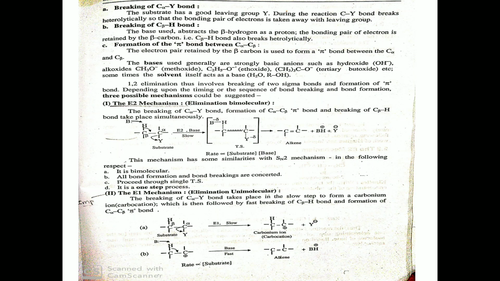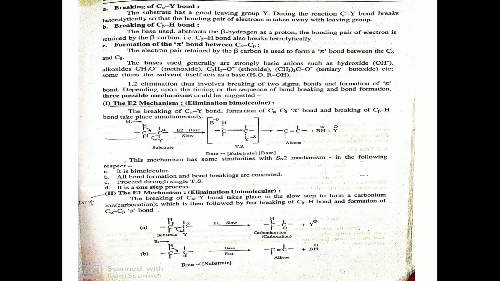The rate of E2 elimination reaction depends on the concentration of the substrate and the concentration of the base. This mechanism has some similarities with the SN2 mechanism in the following respects. A. It is bimolecular. B. All bond formation and bond breaking are concerted. C. It proceeds through a single transition state. D. It is a one-step process.